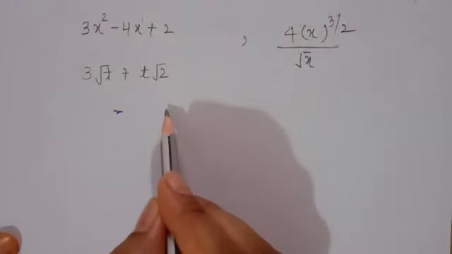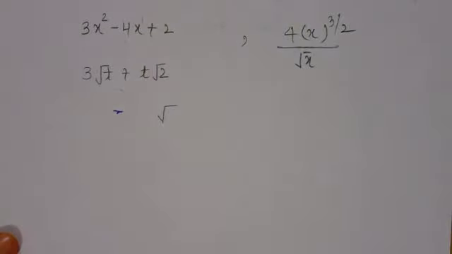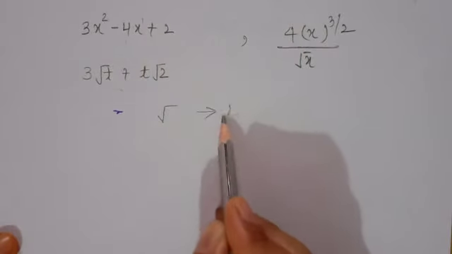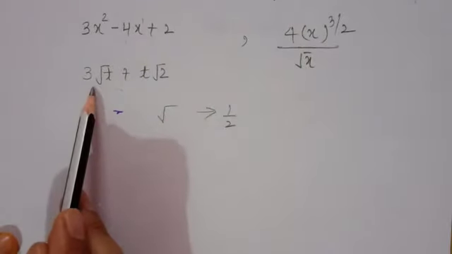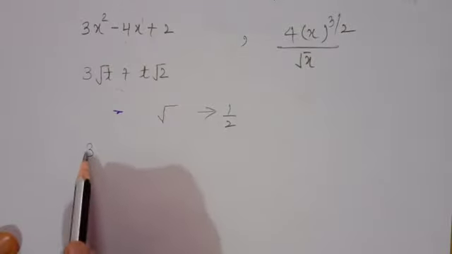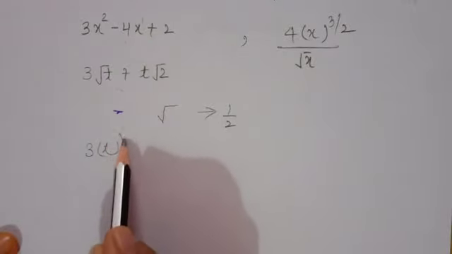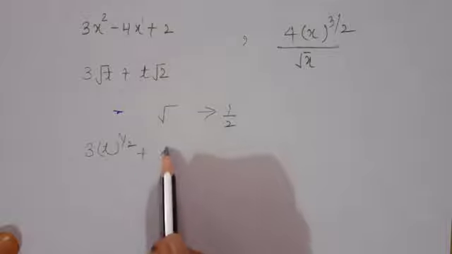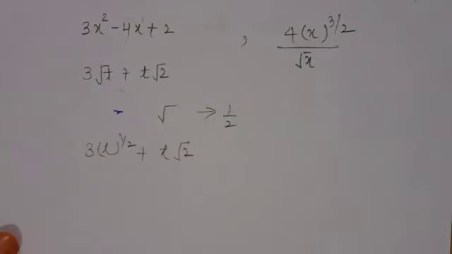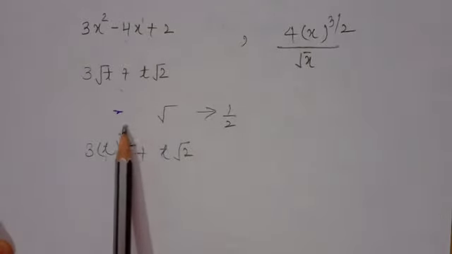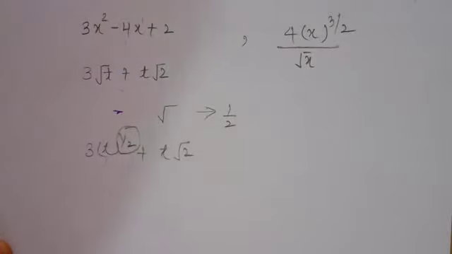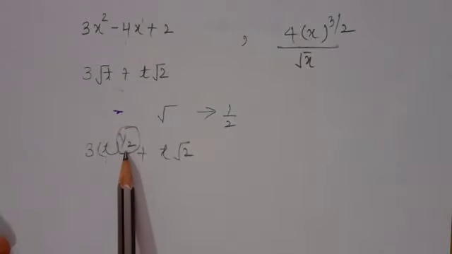Students, you know that the value of this root sign is half. So when we solve this, it is 3 t raised to the power half plus t raised to the power root 2. Here in this expression, t is representing a variable, and a rational power of a variable is not allowed in a polynomial. Only whole numbers are allowed here.